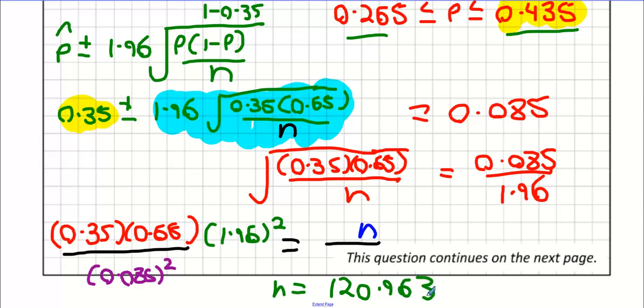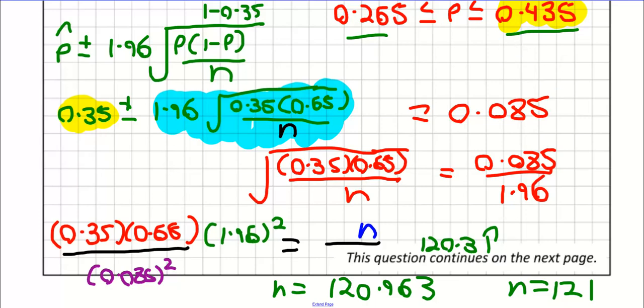120 people is not enough to get it in this range, so you actually need 121. Even if that was 120.3, I'd still round that off to 121. You either have enough people to get it in that range or you don't.